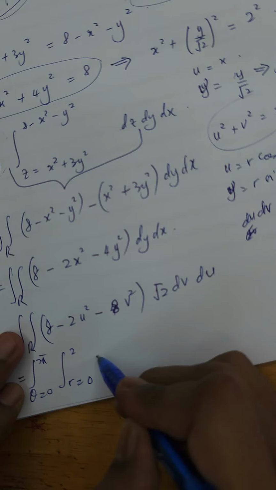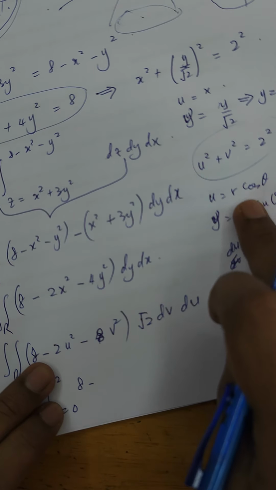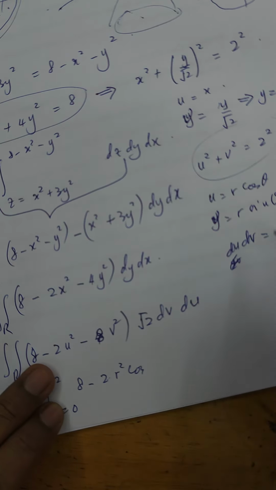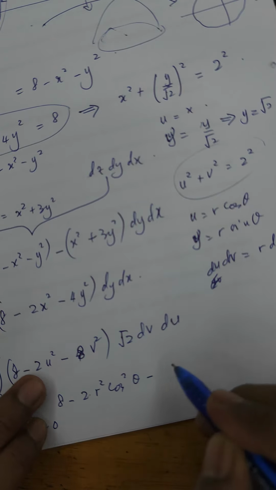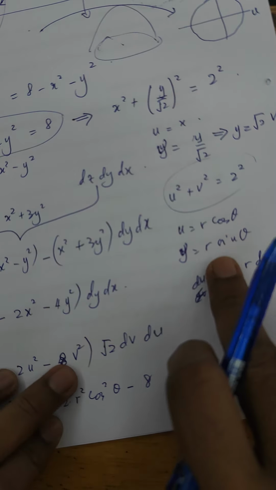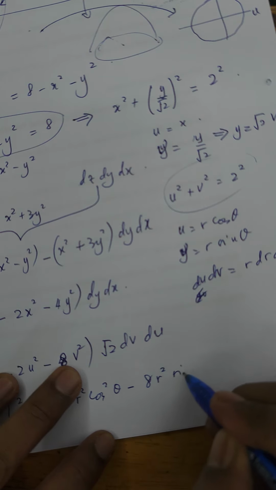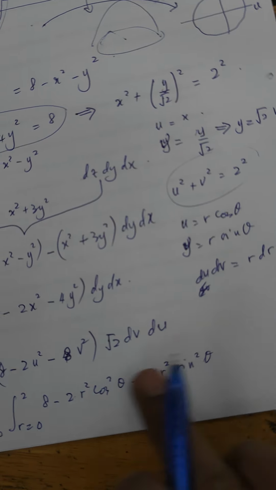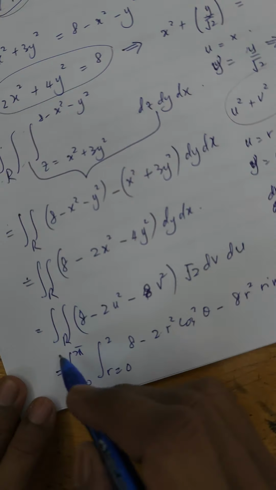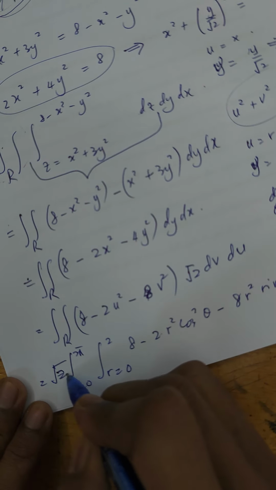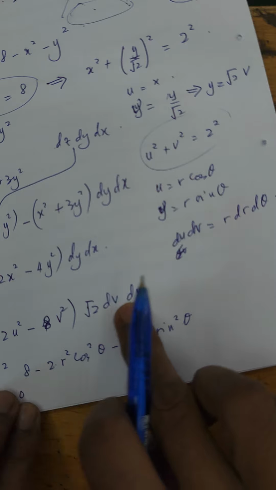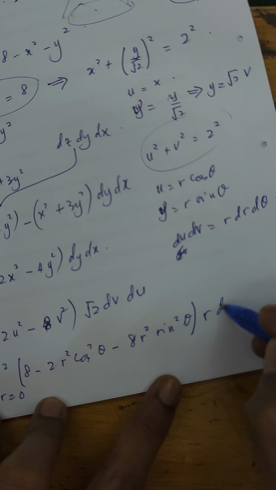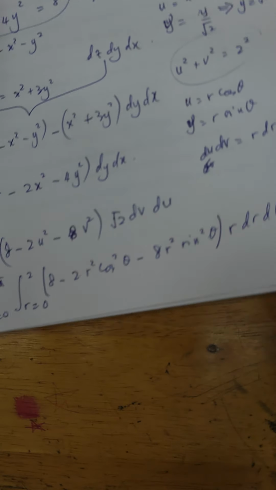Alright, and then we have minus 2, our u is r cos theta, so 2r squared cos squared theta, minus 8, our v is r sine theta, so r squared sine squared theta. Then we have square root of 2 here. I can bring it to the front. Then we have dv du that gives you r dr d theta.